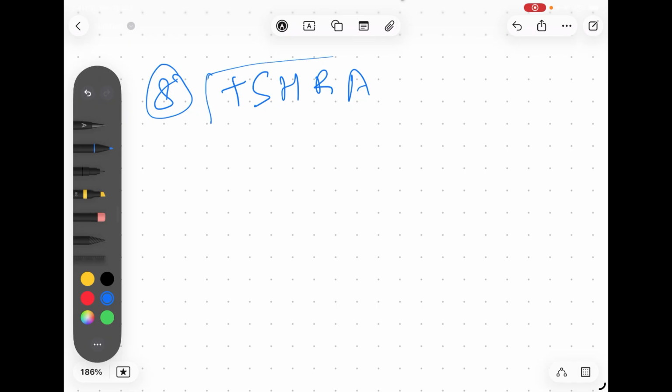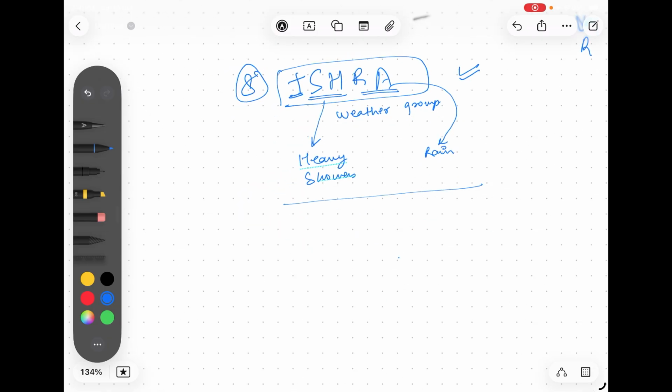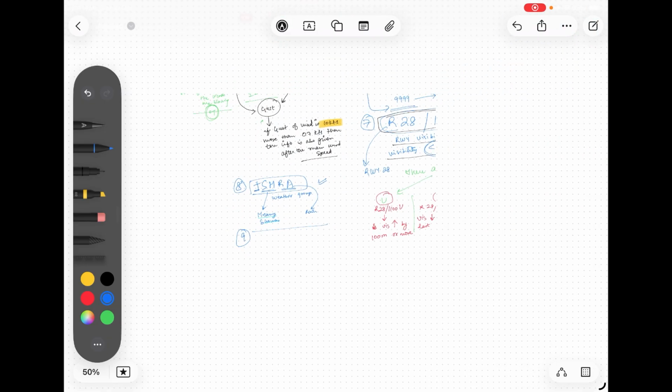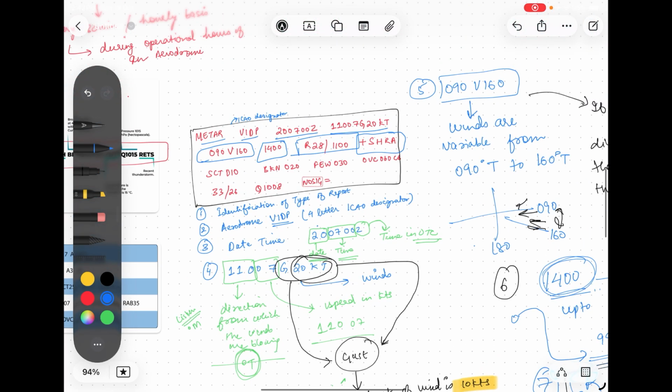So this is basically considered a weather group. This SH and RA have different values and that plus has a different value. This SH means showers and this RA means rain. So this whole code means heavy showers and rain, and we will discuss this weather group at the end of the video. Okay, so this was the weather group explained in the METAR. Then we talk about the next part.